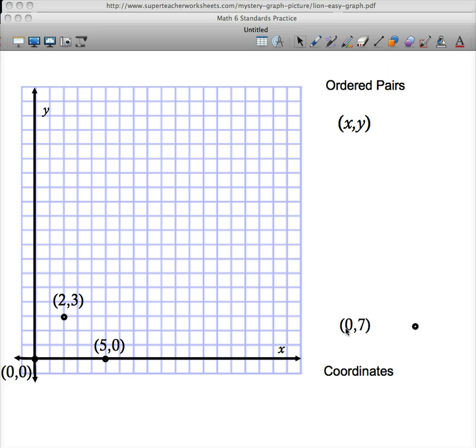The point (0, 7), I'll again start at the origin. I'm going to move horizontally only 0 and vertically 7. 1, 2, 3, 4, 5, 6, 7. This point, (0, 7), is exactly on the y-axis.